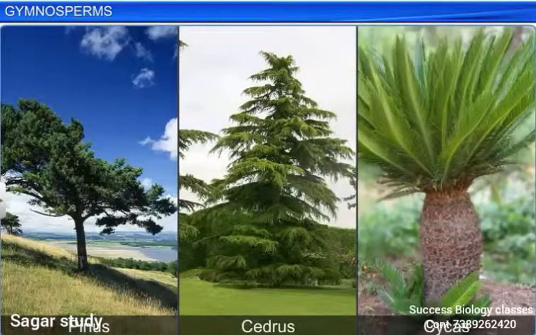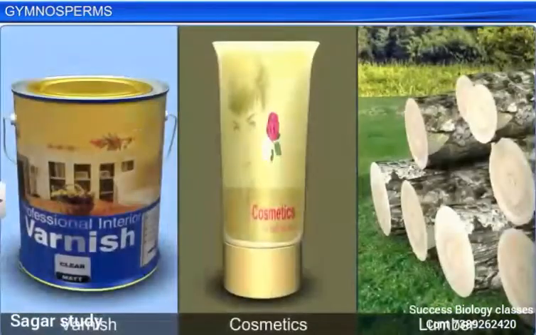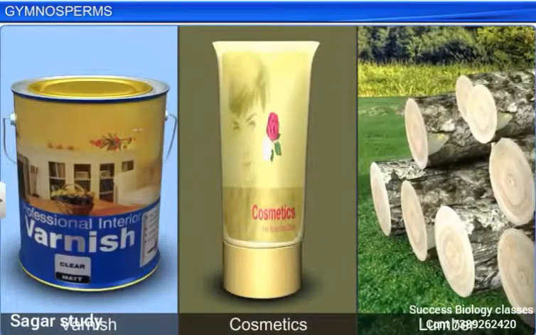Interestingly, gymnosperms were the first plants to have a seed habit. Today, gymnosperms are widely used to make products such as varnish and cosmetics. They also provide us with lumber that's used to make furniture.